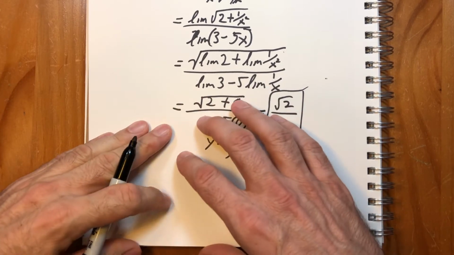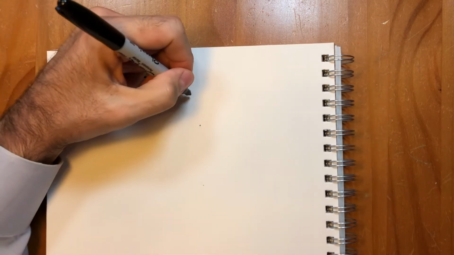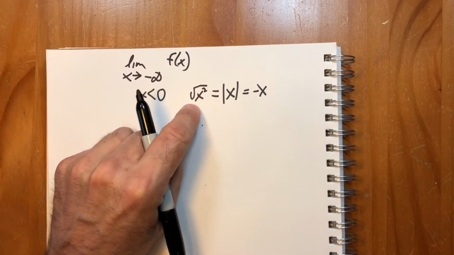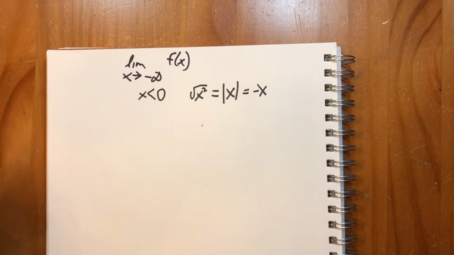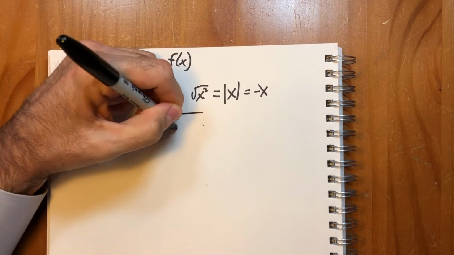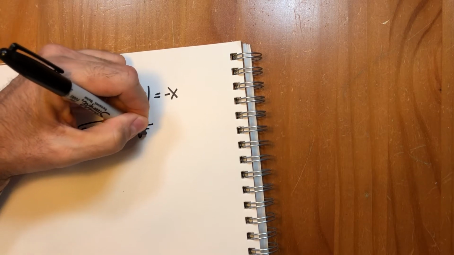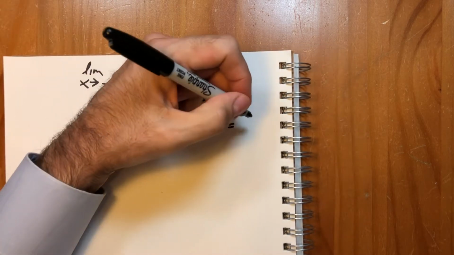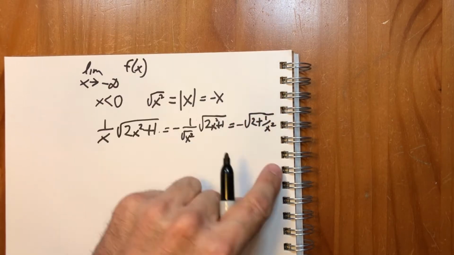Now, what about when x approaches minus infinity? We have to remember that when x is less than 0, the square root of x squared equals the absolute value of x, because we got rid of the minus sign here. So when x is less than 0 and we divide the numerator by 1 over x, that equals minus 1 over the square root of x squared. Now we can move it in, and we get minus the square root of 2 plus 1 over x squared. This is the numerator.